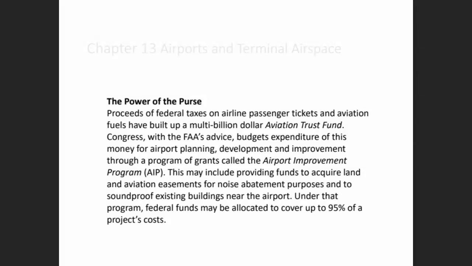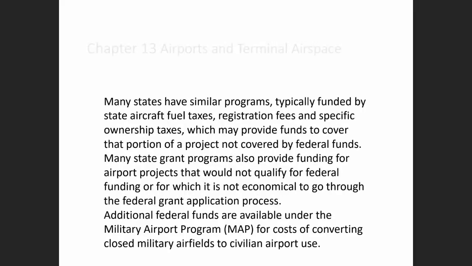The power of the purse: proceeds of federal taxes on airline passenger tickets and aviation fuels have built up a multi-billion dollar aviation trust fund. Congress, with FAA advice, budgets expenditure of this money for airport planning, development, and improvement through a program of grants called the Airport Improvement Program, AIP. This may include funds to acquire land, aviation easements for noise abatement purposes, and to soundproof existing buildings near airports, and under that program federal funds may be allocated to cover up to 95% of project costs.